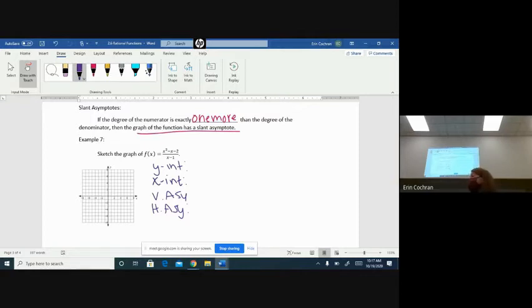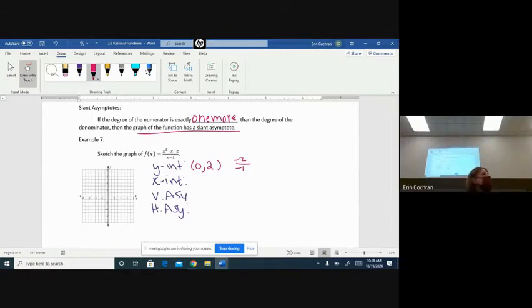All right, so my y-intercept, how do we find our y-intercept here? We plug 0 in for x, and we solve, right? So in the numerator, if I plug in 0, what do I have? -2. And when I plug 0 into the denominator, I get -1. So what's -2 over -1? 2.